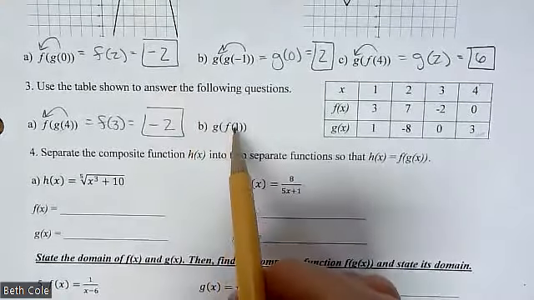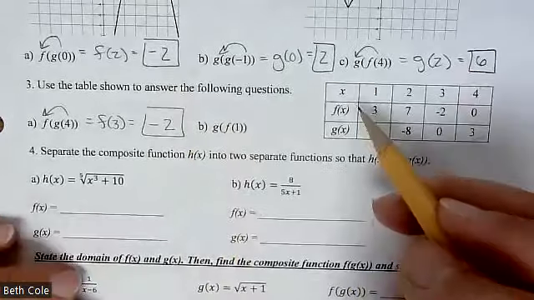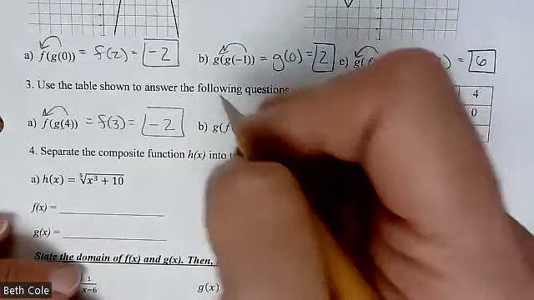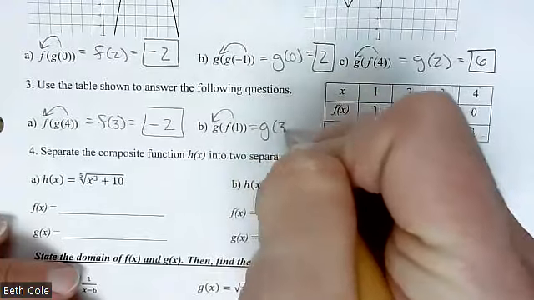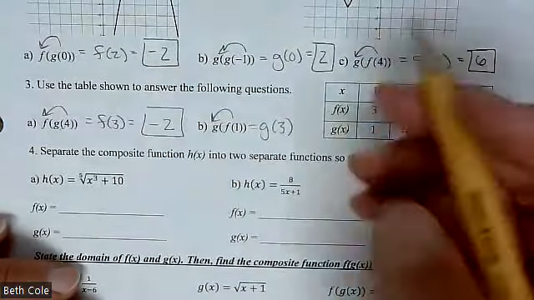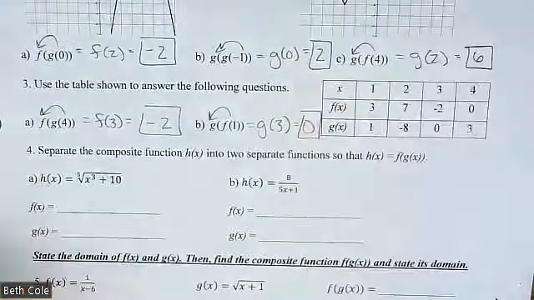All right, and then this one, you're going to start with f. What does f of 1 give you from the table? 3. Plug that into g. G of 3 is 0.